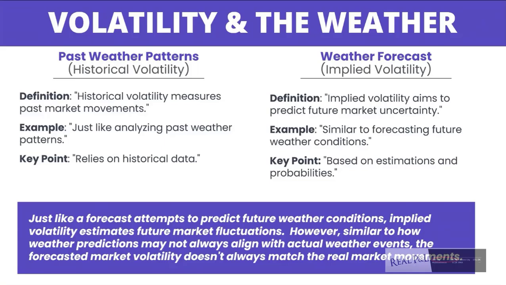However, similar to how weather predictions may not always align with the actual weather events, the forecasted market volatility doesn't always match the real market movements. Despite advancements in technology, weather forecasts can be accurate at times and significantly off at other times, mirroring the nature of implied volatility in its predictions versus actual market behavior.